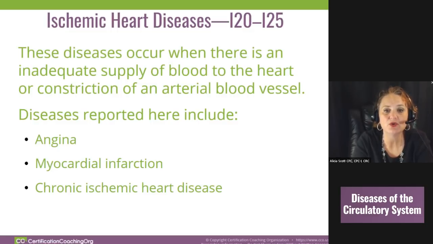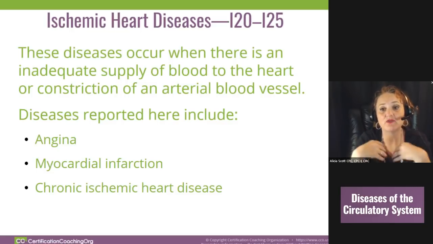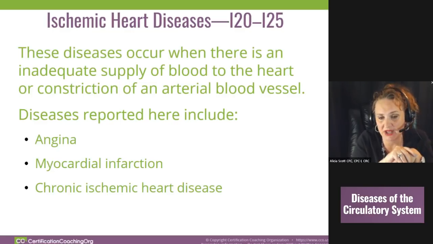So whenever we have a problem with the heart that has something to do with the amount of blood that is getting into the heart, there's a constriction of some type, and these are for arterial blood vessels to the heart, then it's going to be an I20 through I25.